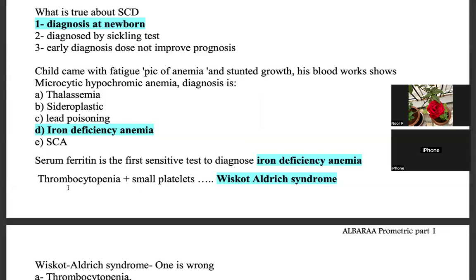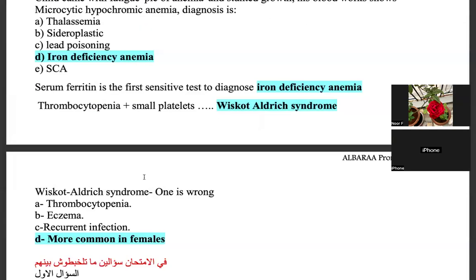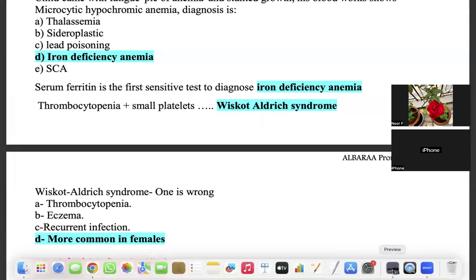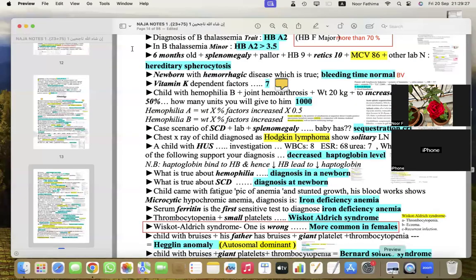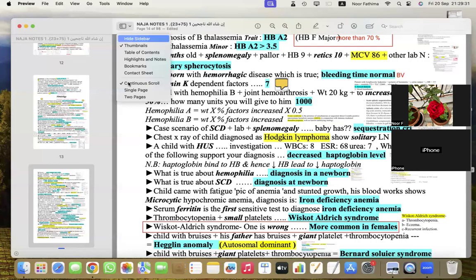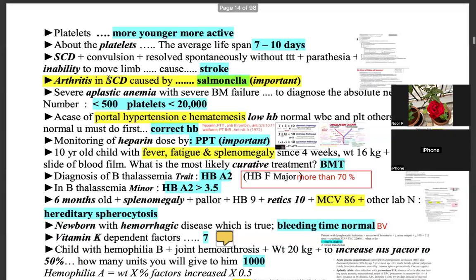Thrombocytopenia plus small platelets we see in Wiskott-Aldrich syndrome. We see thrombocytopenia and also small platelets. We see eczema, we see recurrent infections. More common in males? No. The triad of Wiskott-Aldrich syndrome is thrombocytopenia, eczema, and recurrent infection. I think it's X-linked because that is not common in the female.